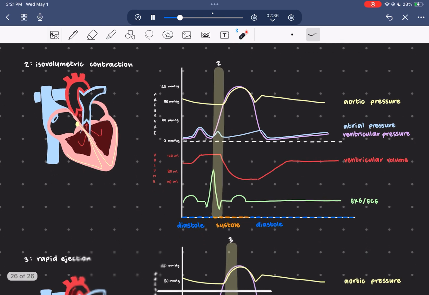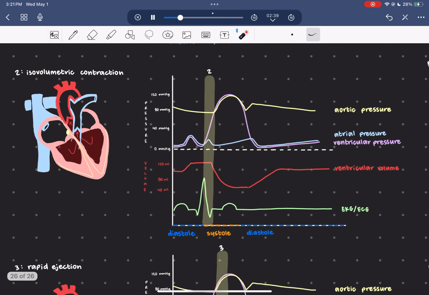Then we're going to look at step 2, which is isovolumetric contraction. This is like the AV nodal delay going on here, and it's at the end of the QRS complex where we've entered systole. And here we are still in that plateau of ventricular volume because blood hasn't left the ventricles yet, because the AV node is still sending that signal down the left and right bundle branches up and out through the Purkinje fibers. So blood hasn't left the ventricles, which is why the volume is still the same.